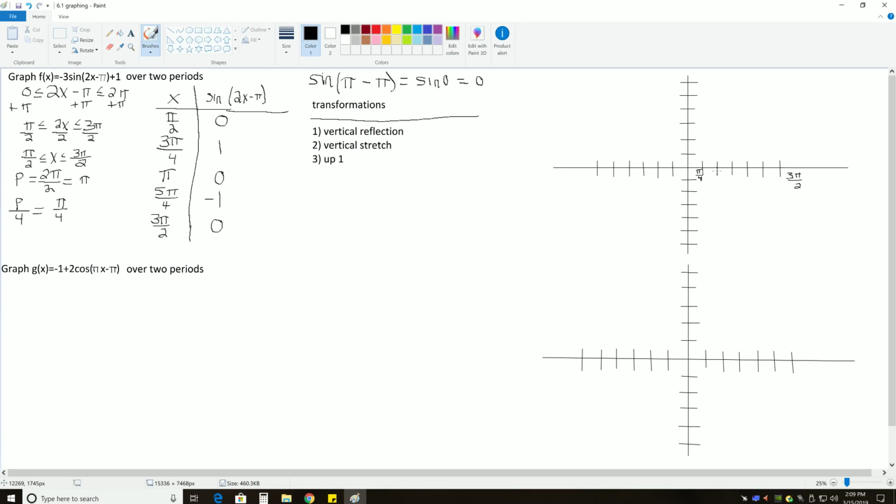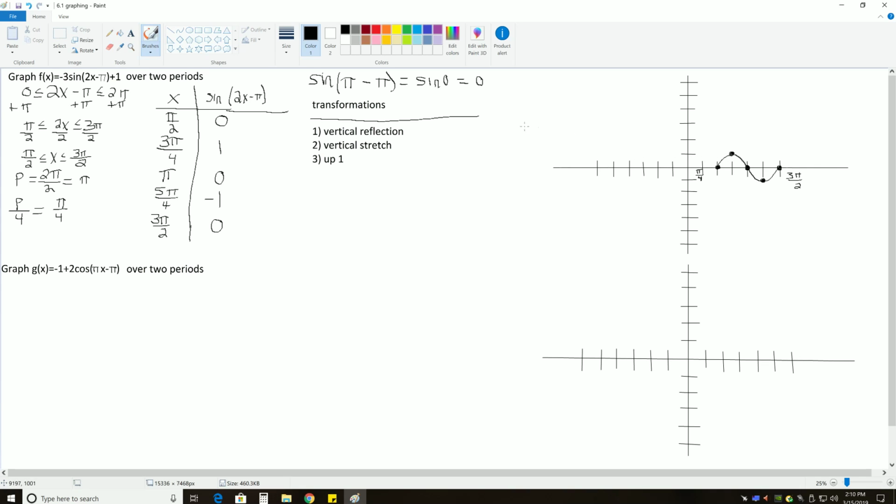So at pi over 2 comma 0, we have a point. Then at 3 pi over 4 comma 1, we have a point. Pi comma 0, we have another point. 5 pi over 4 comma negative 1, we have a point. And finally, 3 pi over 2, 0, we have our last point. So if we connect these dots with a general curve, remember it's not straight lines, we get one period of our base function essentially.